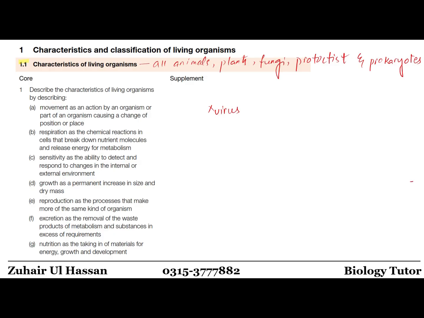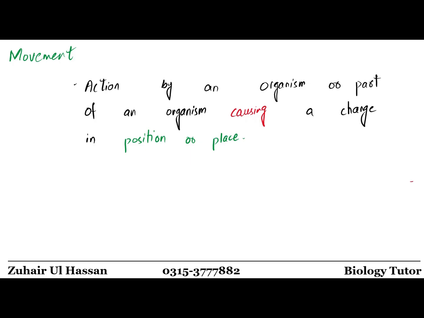To remember all of these characteristics, there is an acronym. That acronym is known as Mrs Gren, with the help of which you can easily remember all of the characteristics shown by living organisms. The very first characteristic is movement, respiration, sensitivity, growth, reproduction, excretion, and then nutrition. Let's break down all of these characteristics one by one.